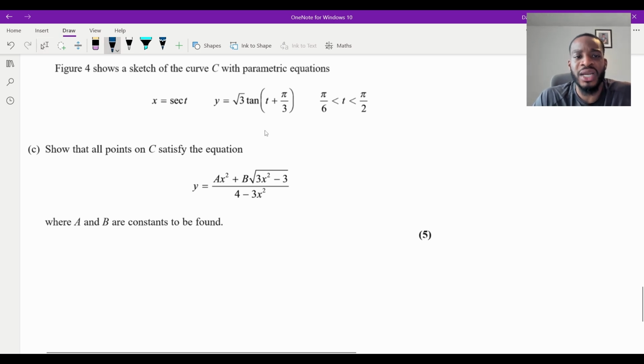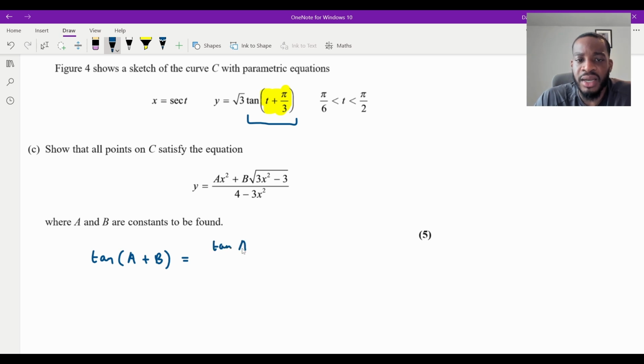The first thing I look at when I see this is, we're trying to find y, and y is equal to that. The thing that is staring out at me is that I've got a sum inside the angle. So what comes to mind is the addition formula for tan. Tan(A plus B) is equal to tan A plus tan B, divided by 1 minus tan A tan B. We should know this, it's in the formula book, I believe, but I can't remember. So I'm going to use that.